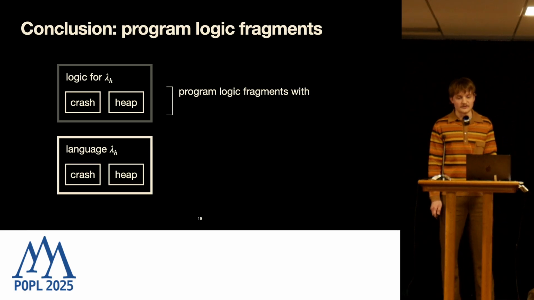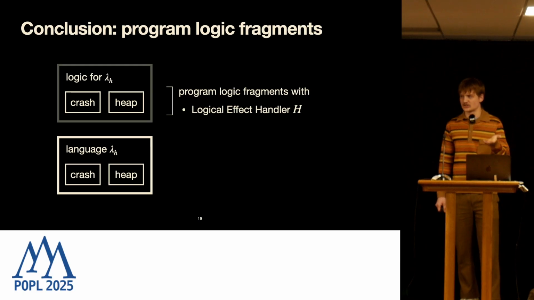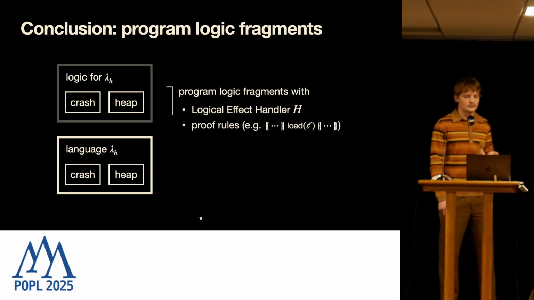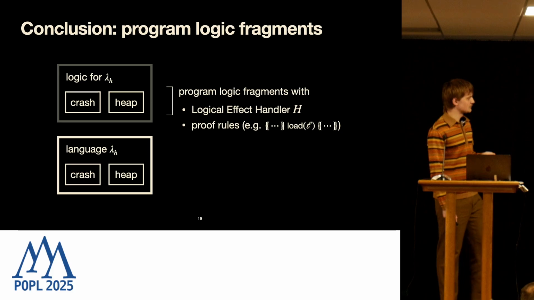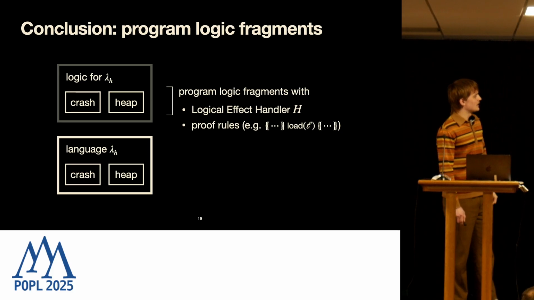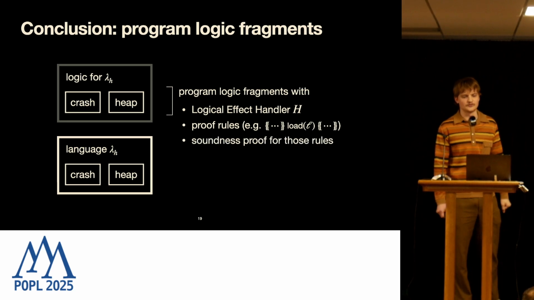A program logic fragment consists of the following pieces. So for one, it consists of a logical effect handler. That is what defines the program logic fragment. Furthermore, it comes with certain proof rules. So for instance, in the case of the heap program logic fragment, it comes with a load rule. And furthermore, it also comes with a soundness proof that guarantees that those proof rules are indeed correct.